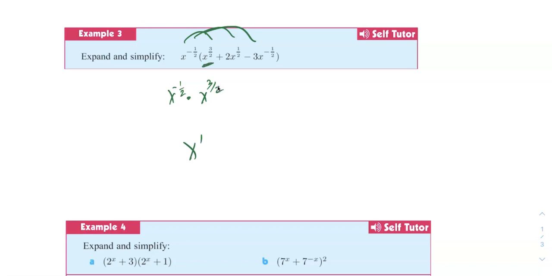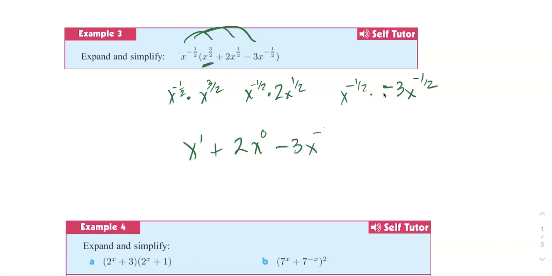So that's that one times this one. And then we go plus, we're multiplying x to the negative 1/2 times 2 times x to the negative 1/2. Well, let me write it. You have this times this. So this gets me 2, and then if you add the powers, you get x to the 0. We'll talk about what that means in a second. And then the last one, we're multiplying x to the negative 1/2 times negative 3 x to the negative 1/2. So in this case, I get negative 3 x to the negative 1.